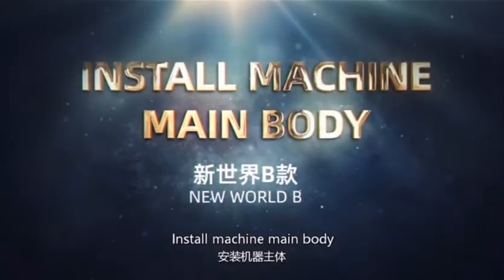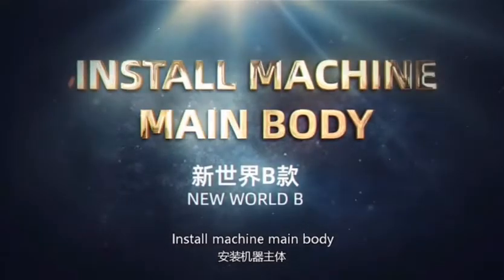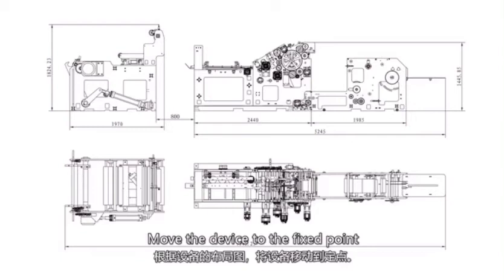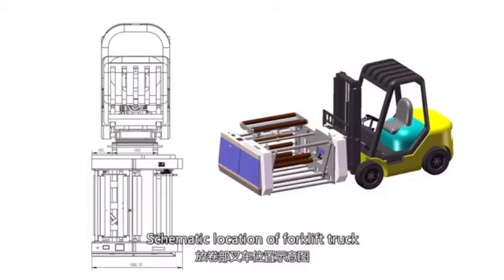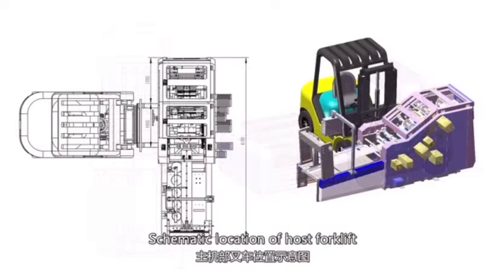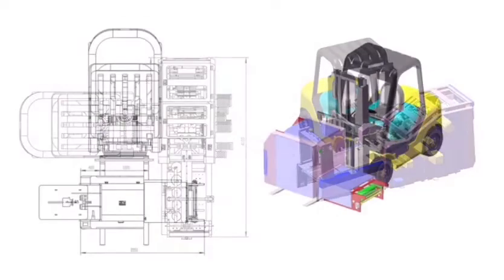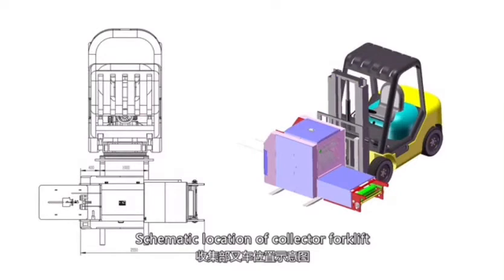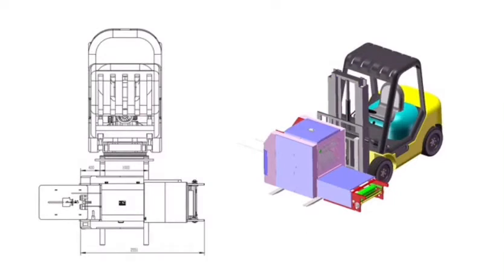Install machine main body. Move the device to the fixed point according to the layout diagram of the device. Schematic location of forklift truck. Schematic location of host forklift. Schematic location of collector forklift.